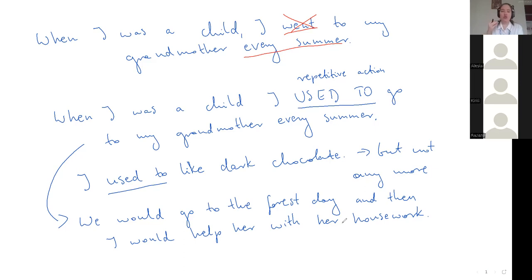because it's wrong. It's totally wrong to say this. When I was a child, I went to my grandmother every summer. Just don't do that. Please don't do that. It's really wrong. It makes no sense. It's just, I'm lost for words, frankly speaking.